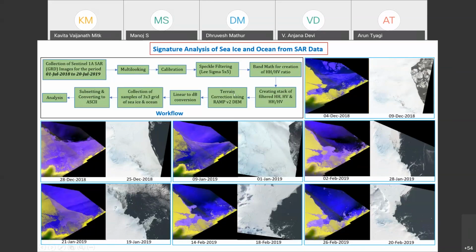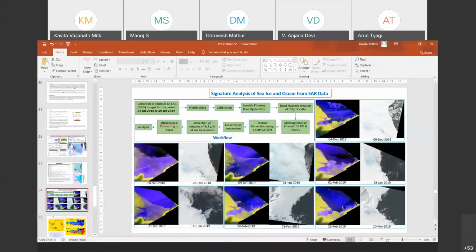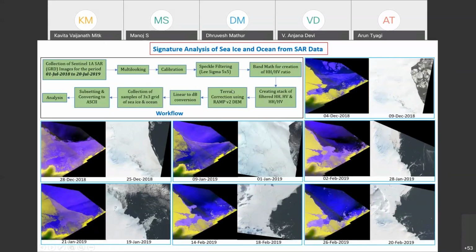So terrain correction can be done in two ways. One is using the DEM, usually we call it the range Doppler algorithm, and another one is the geolocation grid. Using the geolocation grid, we can go for terrain correction.